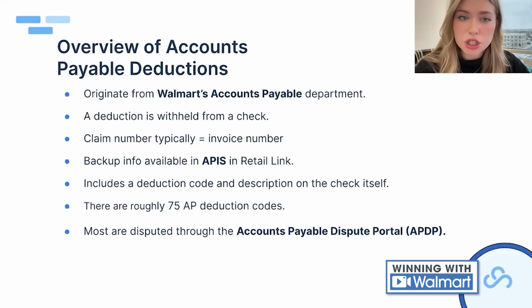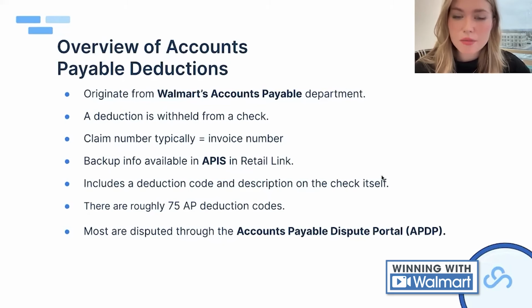It's going to be withheld from a check, like I mentioned. The claim number is the number that comes through with the deduction you're receiving, and it is typically the invoice number that it is associated to. We'll show you what that looks like in a little bit. You can find the backup info available for it in the accounts payable inquiry system in Retail Link.